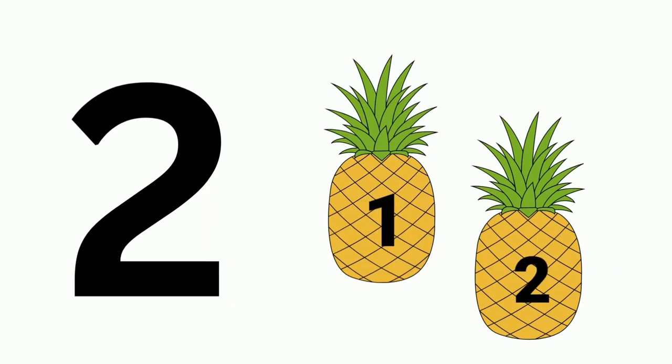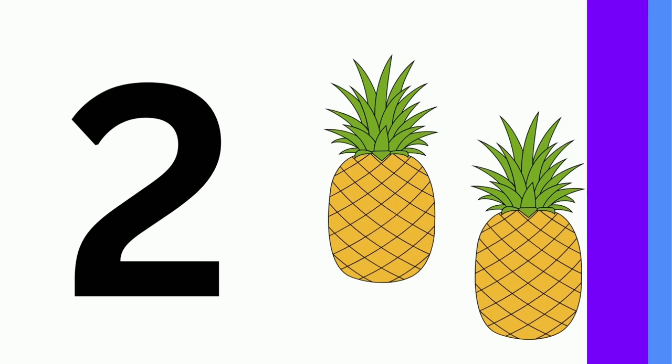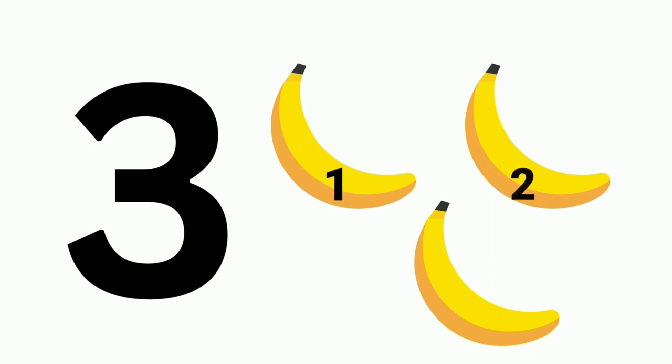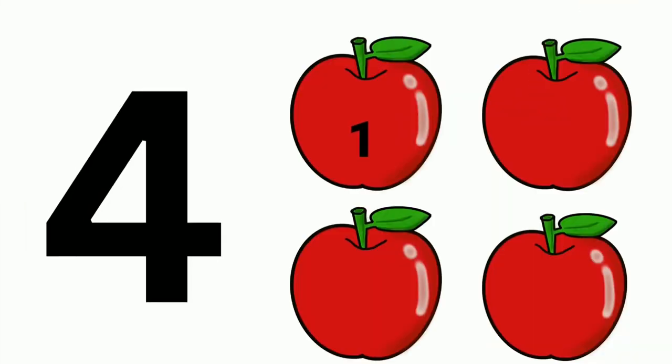1. Watermelon. 1, 2. 2 pineapples. A tisket, a tasket, a green and yellow basket. 2, 3. 3 bananas. To my love and on the way I dropped it. Dropped it. 1, 2, 3, 4. 4 apples.